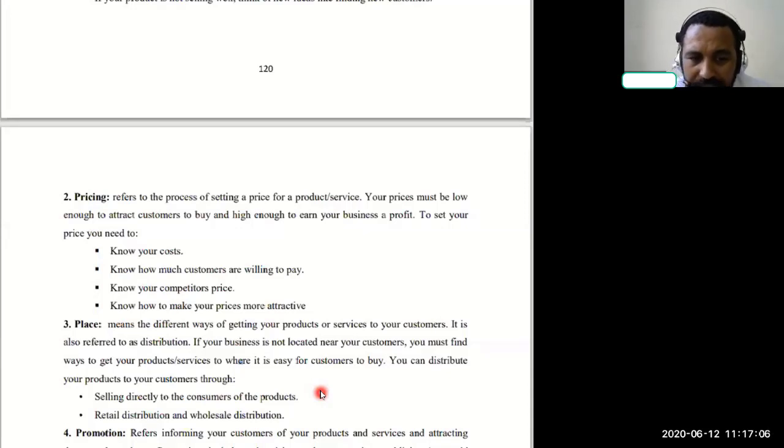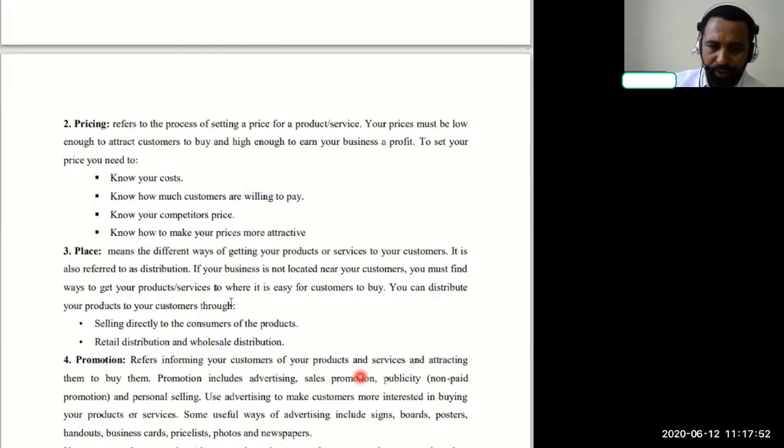As a strategy, which distribution channel is appropriate? Directly selling to the consumer, or distributing the product through third parties like retailer distribution or wholesaler distribution. As a strategy, you have to select a distribution channel or a place that minimizes the cost. So the third P of marketing strategy is place, or distribution. It could be either direct or indirect. Indirect means simply through retailer distribution or wholesaler distribution. Depending on the nature of the product, it could be an agent.